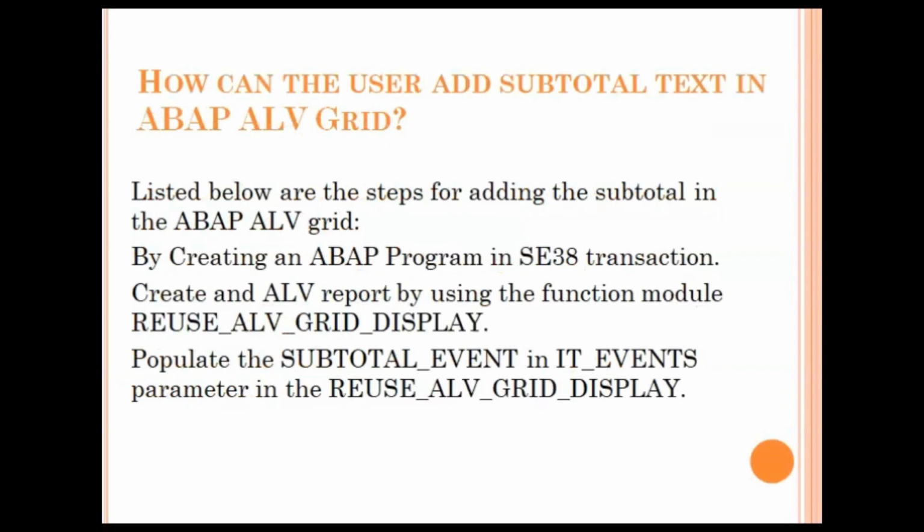How can the user add subtotal text in ABAP ALV grid? Answer. Listed below are the steps for adding the subtotal in the ABAP ALV grid. Create an ABAP program in the SE38 transaction, and create an ALV report by using the function module REUSE_ALV_GRID_DISPLAY. Populate the subtotal event in the IT_EVENTS parameter in the REUSE_ALV_GRID_DISPLAY.